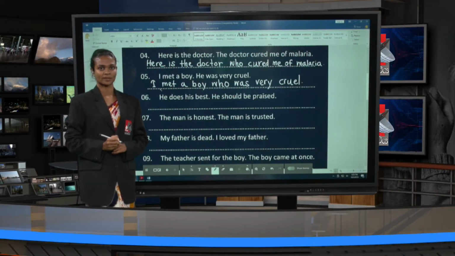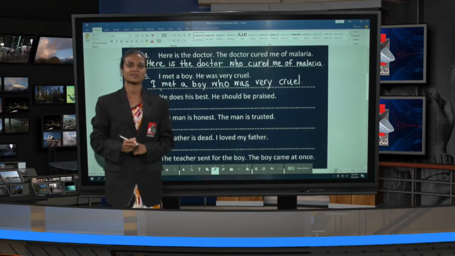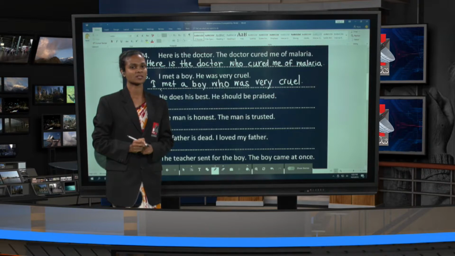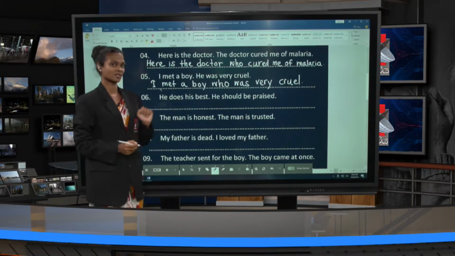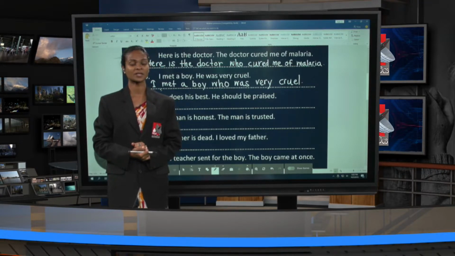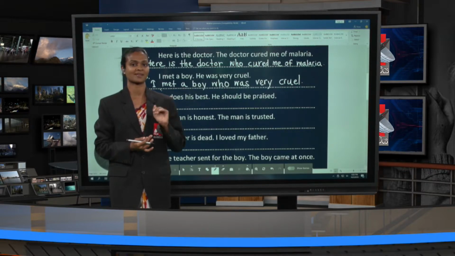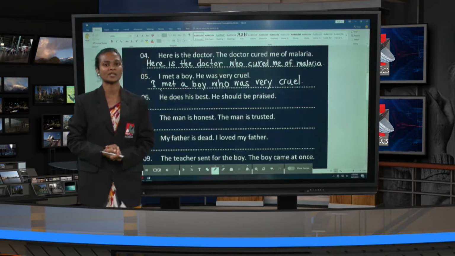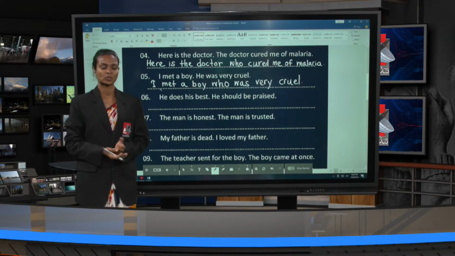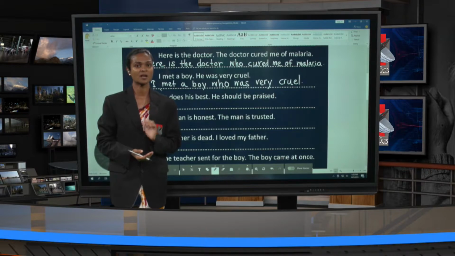Right, 6th one. He does his best. He should be praised. He does his best. It is simple present tense. ඔහු කරනවා හොඳම දේ. ඔහුගේ කියන්නේ උපරිමයෙන් ඔහු වැඩ කරනවා කියන අර්ථය තමයි දෙන්නේ. He does his best. He works to the maximum like that. He should be praised. It is passive. He should be praised. ඔහුව ප්‍රශංසා කළ යුතුයි.